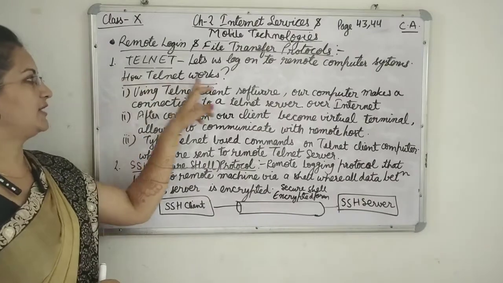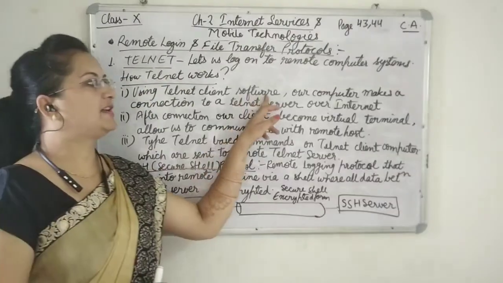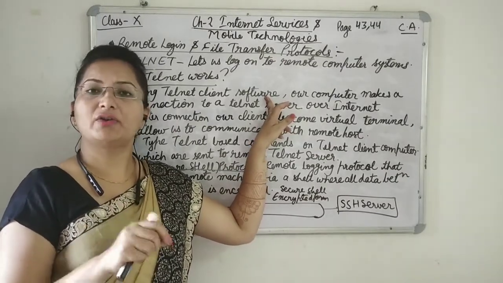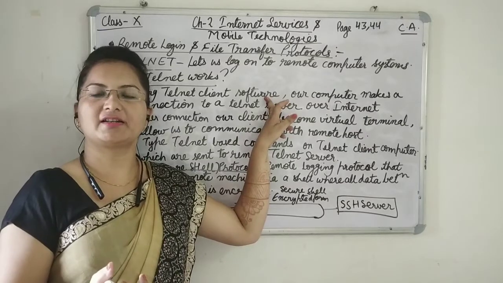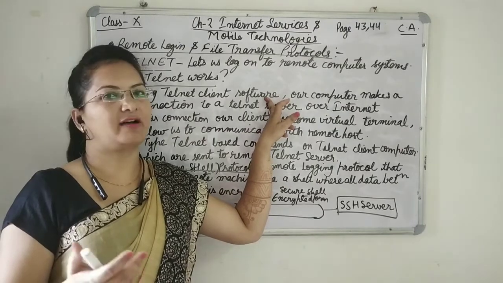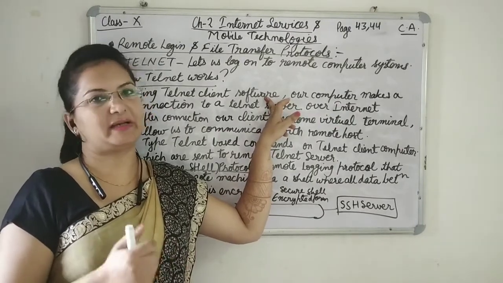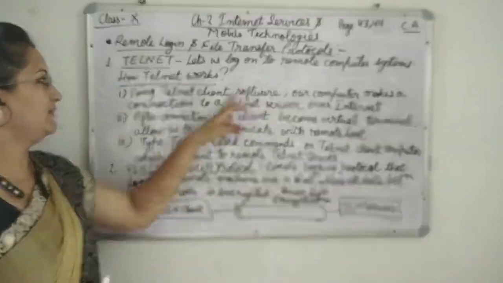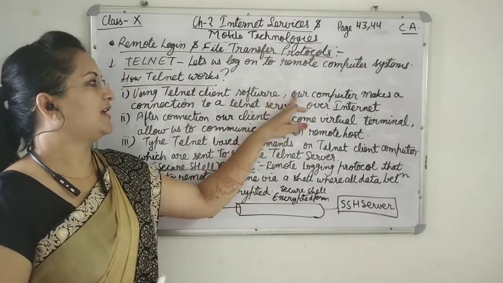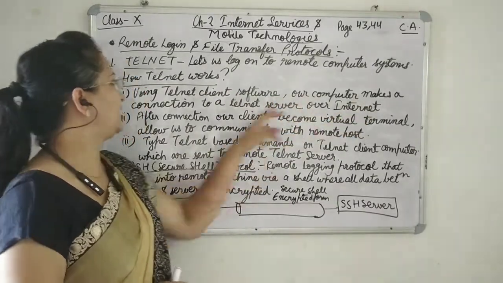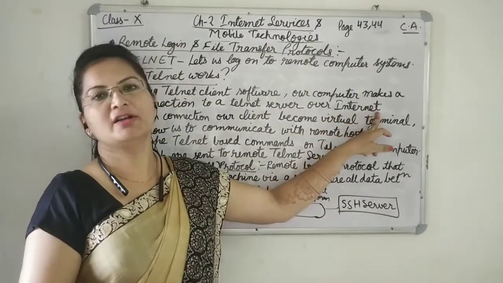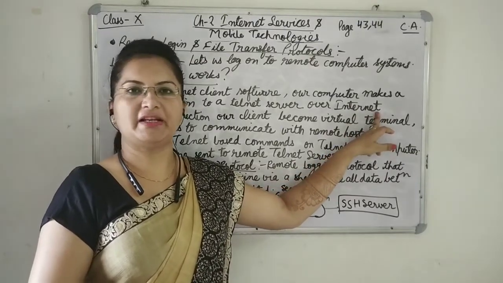So here is how telnet works. First of all, we need telnet client software. Like if you purchase an internet dongle or Wi-Fi device, you have to connect it to your computer. How will it be connected? There is software provided by the company. In that software, you have to enter the username and password provided by the company, that is, the ISP. So in the telnet client software, we enter the details. Then our computer makes a connection to a telnet server over the internet, which means we will be able to transfer data over the TCP/IP network.